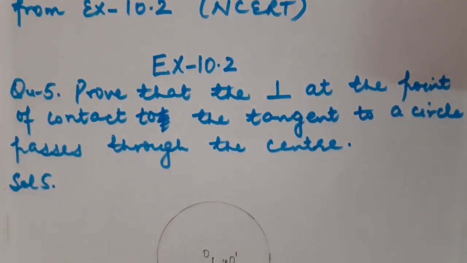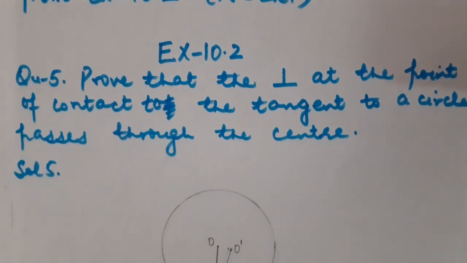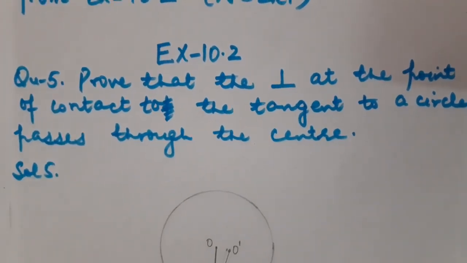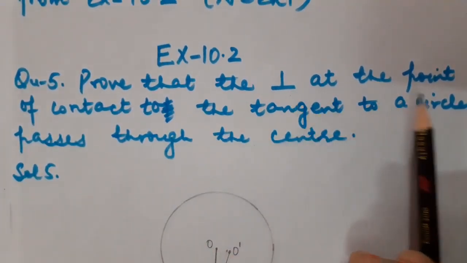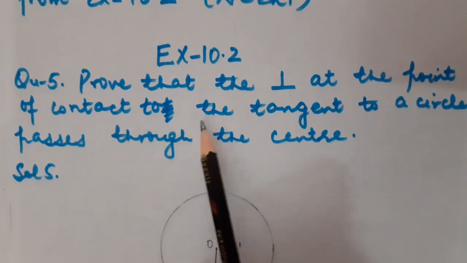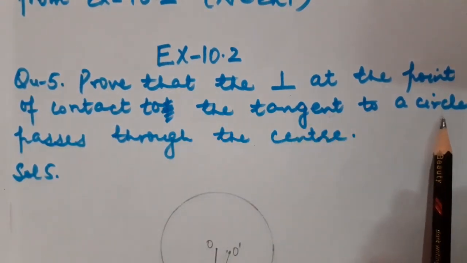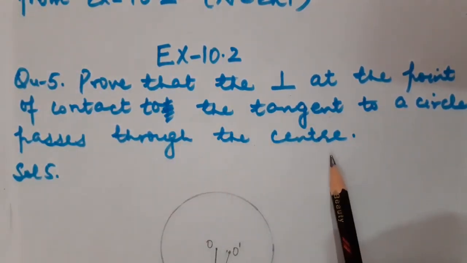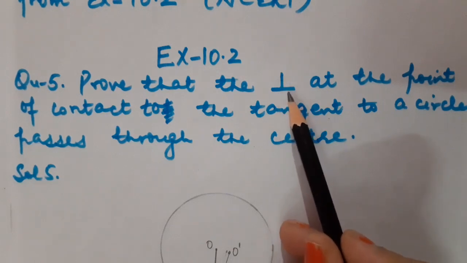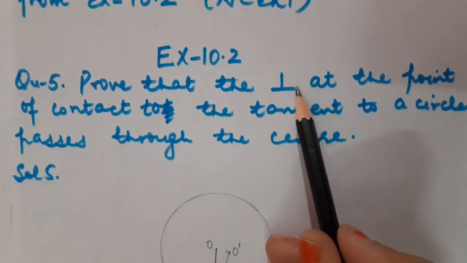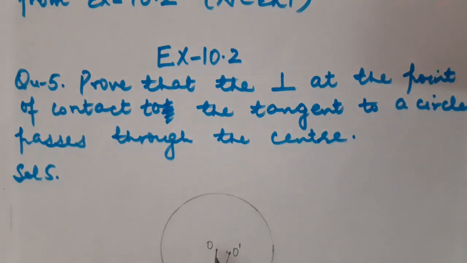Now I am going to take the sums from exercise 10.2. So what is the statement of question number 5? Prove that the perpendicular at the point of contact to the tangent to a circle passes through the center. This I have to prove now. What I have to prove, children? That whenever I draw a perpendicular at the point of contact, it will definitely be drawn from the center point. So now we have to prove that it will always be drawn from the center point.